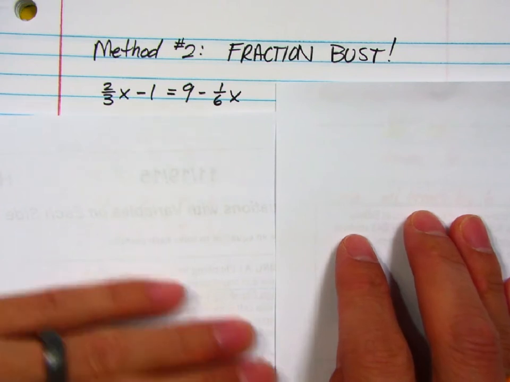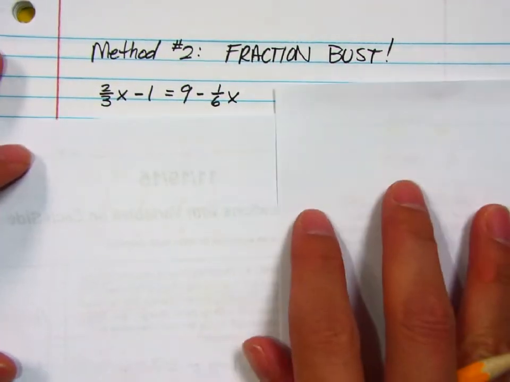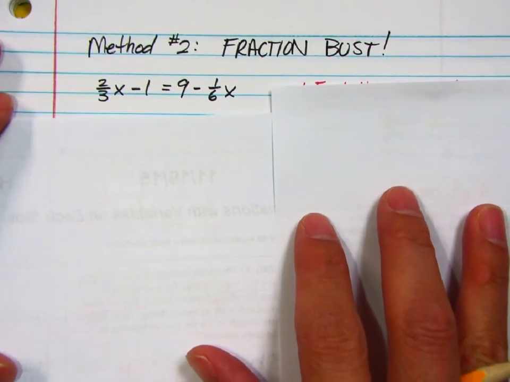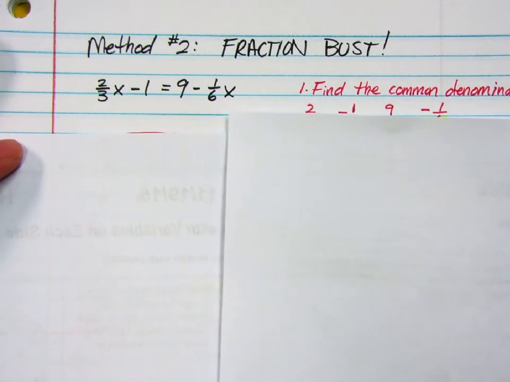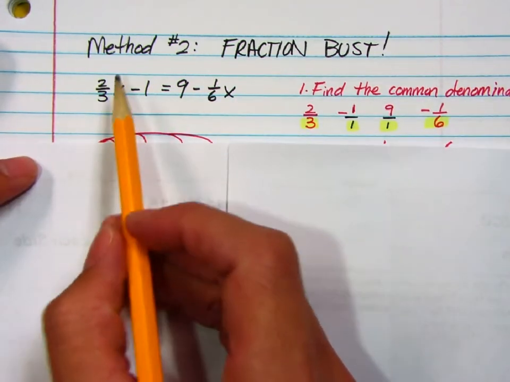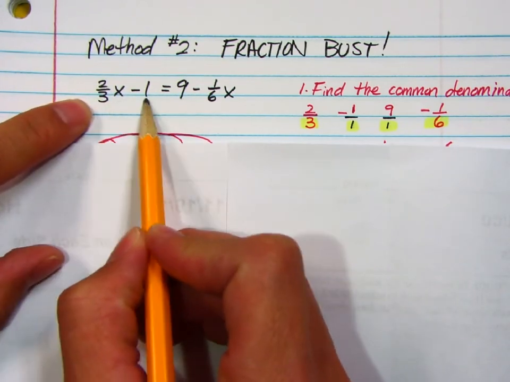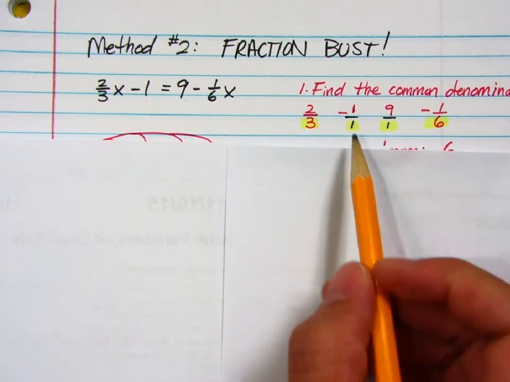The second method I have for you, I'm using the same exact question so you could see how this works, is called fraction busting. This is to just get rid of fractions. All right, and you can do that. What I do is I find a common denominator with all of my numbers this time. So 2/3, that's one of my numbers, negative 1, 9, and negative 1/6. Those are the 4 numbers that I have there.